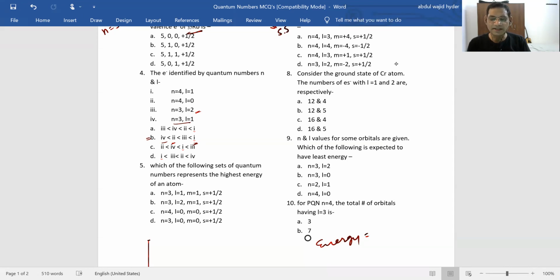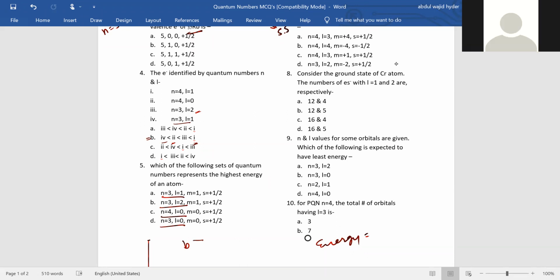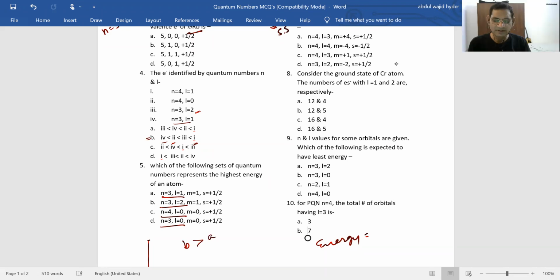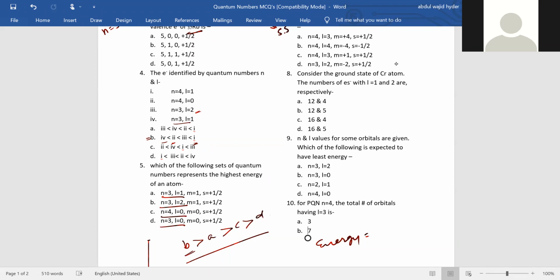Which of the following sets of quantum numbers represents the highest energy of an atom? So now same value, 4, 5, 4, 3. So which will be having highest energy? B. Then lesser than B will be A, then C, then D. Highest energy will be possessed by B. Let's check whether this answer is right or not.